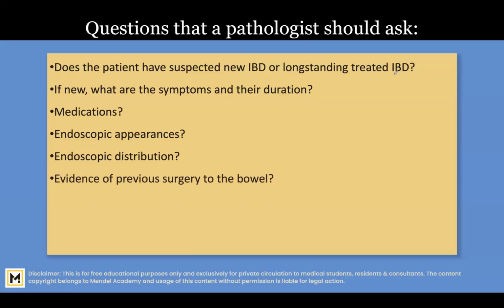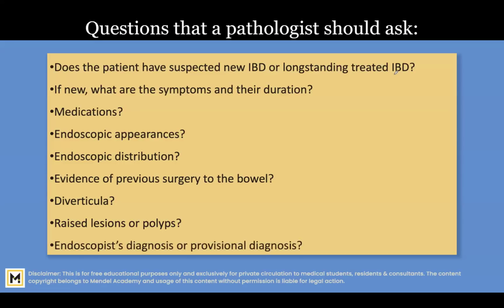Is there evidence of previous bowel surgery? Does the patient have any diverticula? Because diverticulae are one of the differential diagnoses for IBD. So you need to get hold of that. Are the lesions raised or are they polypoid in appearance? How do they look? And what is the provisional diagnosis of the endoscopist?